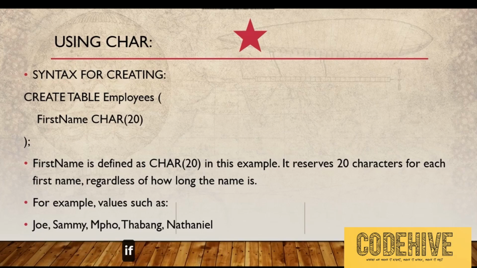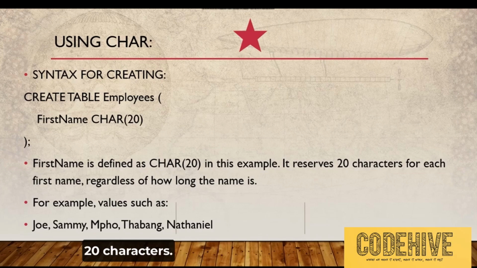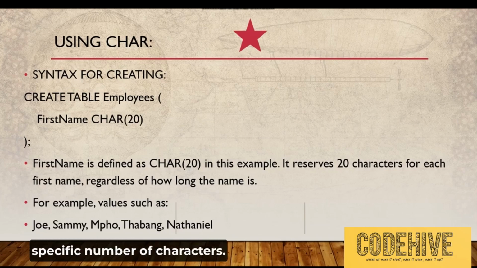For example, if the length is 2 and I store the name Sam, then the only things that will go to the database are the S as well as the A, because I said that the length is 2. Values such as Joe, Sammy, Mpo, Tabang, as well as Nathaniel will be able to be stored in the first name column because they're not longer than 20 characters. So that is how you use char. It reserves space for a specific number of characters.